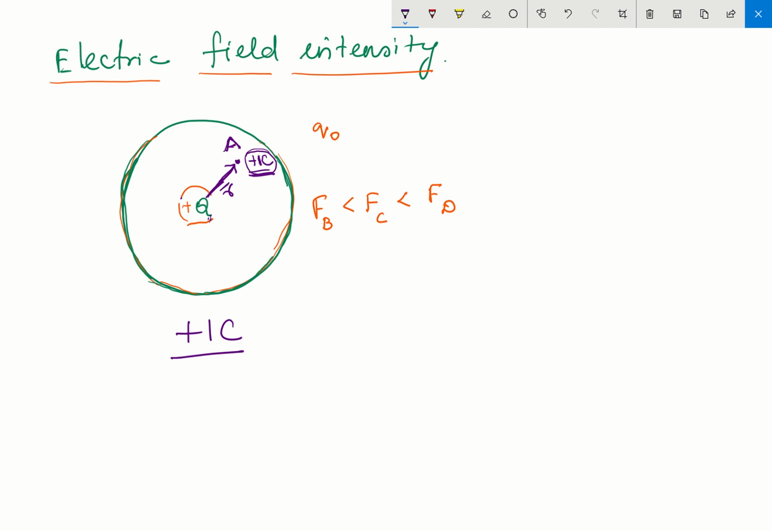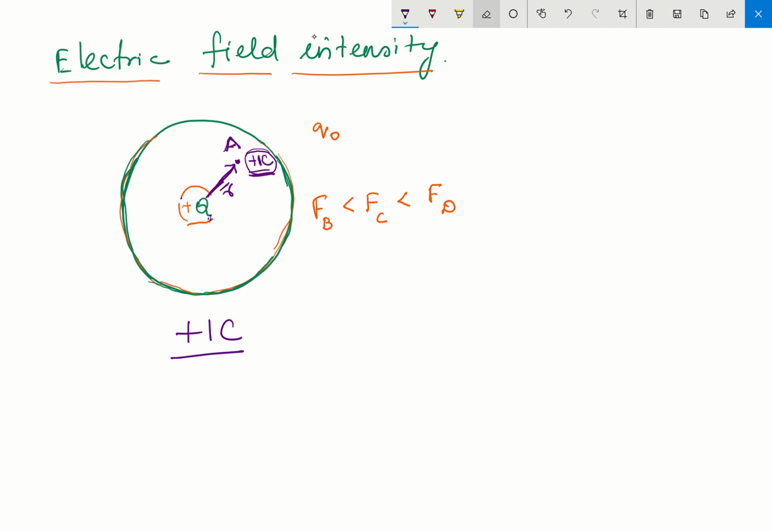Original field produced by the source charge. The definition says that it is the force experienced by a unit positive charge at that point. That is called the electric field intensity. But practically it is not possible because 1 coulomb is very huge. So what can be done?